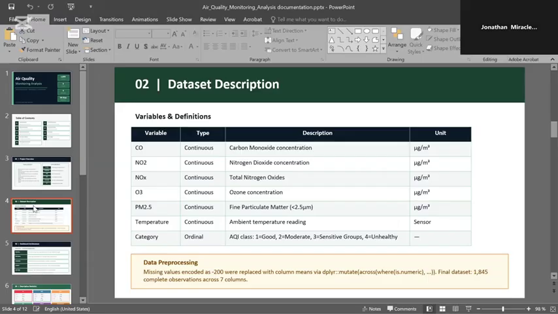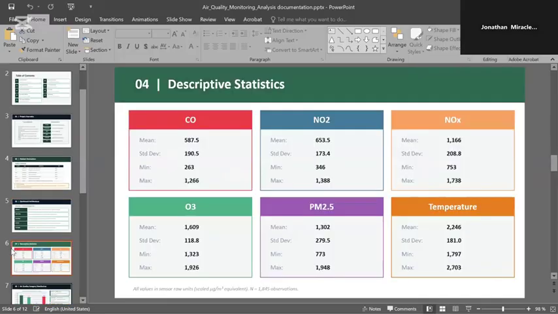On preprocessing, missing values in the raw sensor data were encoded as -200. We replaced those using dplyr, imputing column means across all numeric fields. That left a clean final data set of 1,845 complete observations across 7 columns. No missing data going into analysis.